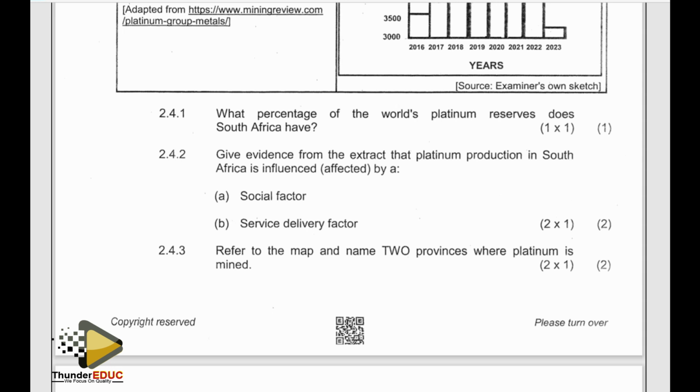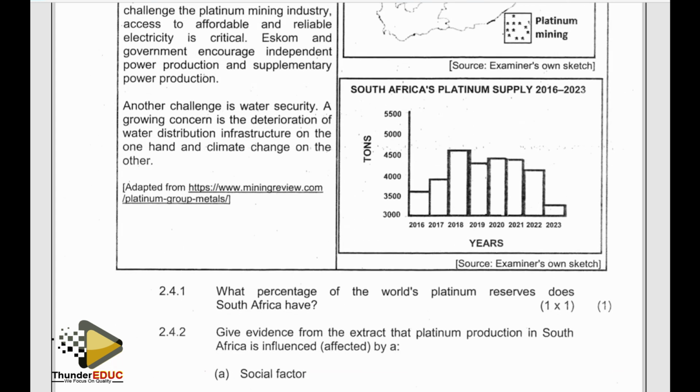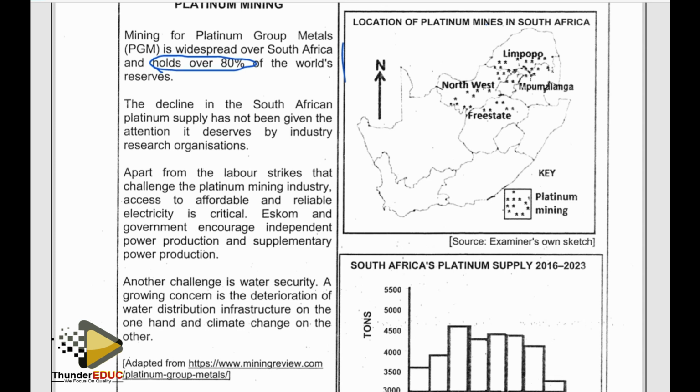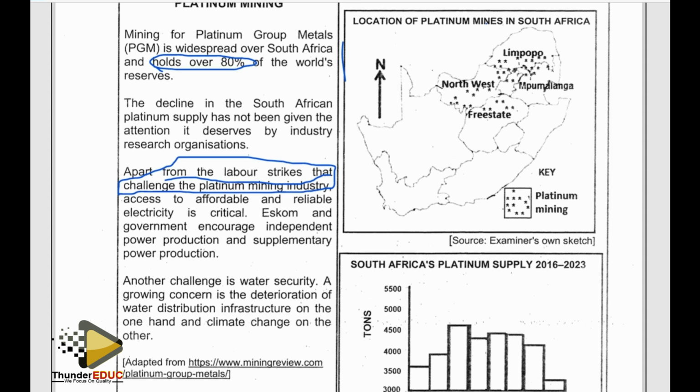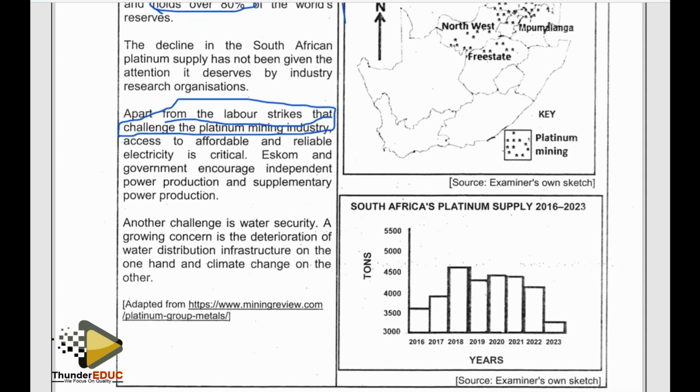2.4.2. Give evidence from the extract that platinum production in South Africa is influenced or affected by a social factor and a service delivery factor. Again, it's extraction. Social factor, we find it here. Apart from the labor strikes that challenged the platinum mining industry. This is a social factor. It's talking about labor strikes that are giving a challenge to platinum mining. Then a service delivery, we find it here.